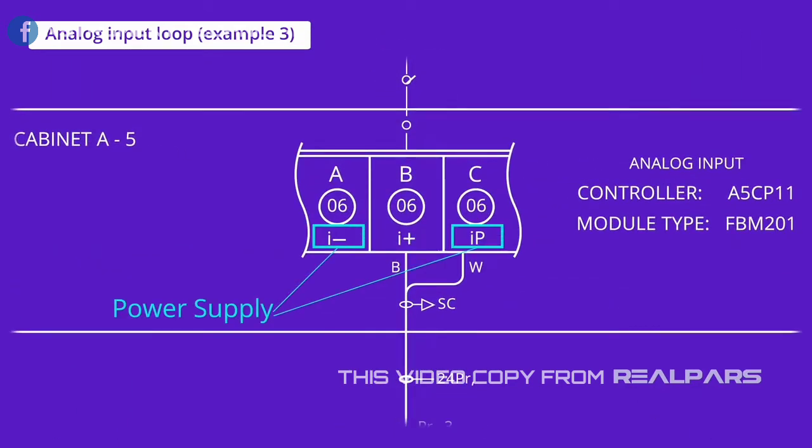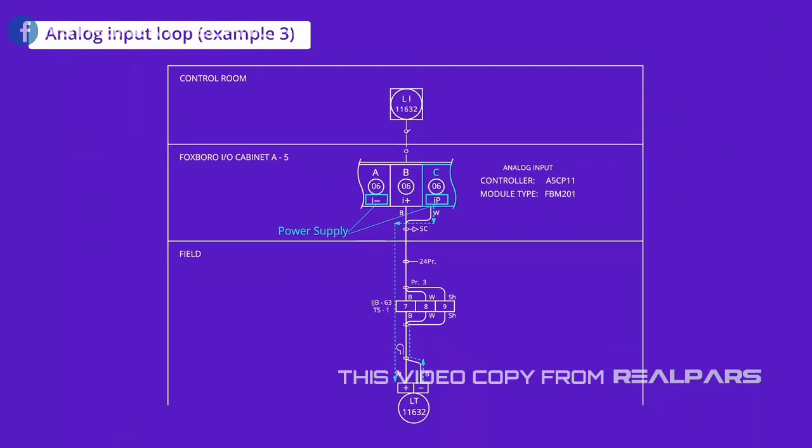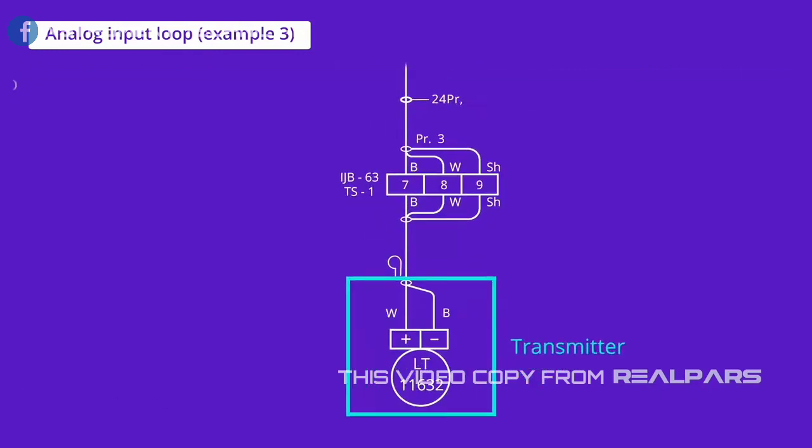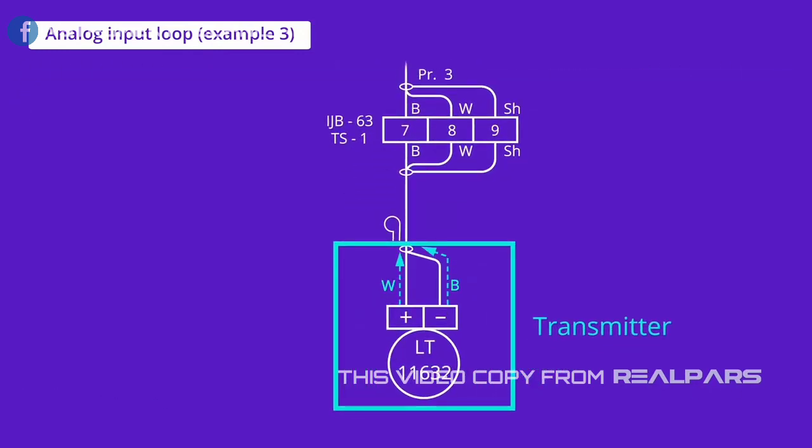The power supply is not obvious in this drawing. The datasheet for the FBM201 analog I/O module will tell you that the loop power originates from the DCS and is connected to terminal C. Although it's not shown, the power supply return is connected to A on FBM201. The transmitter is connected in a two-wire configuration with the power supply and the controller through wires labeled W and B.